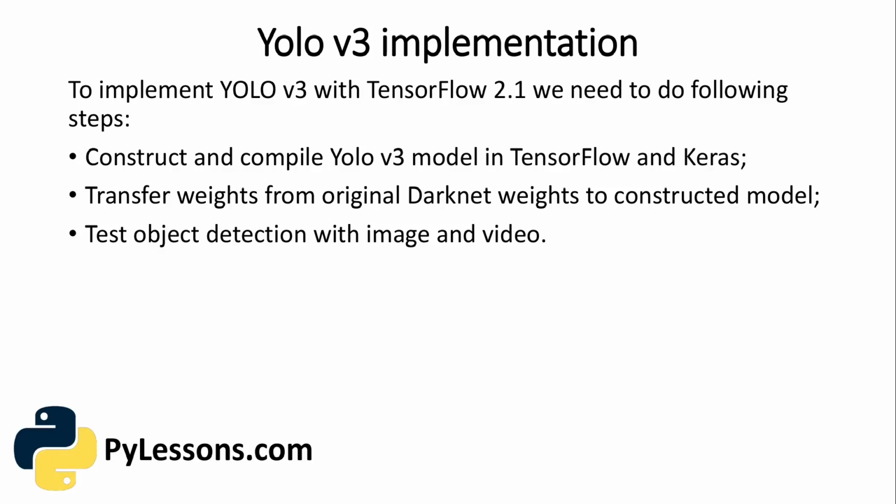To make it work with TensorFlow 2.1, we need to do three following steps. First, construct and compile the Yolo v3 model in TensorFlow and Keras. Second, transfer weights from the original darknet weights to the constructed model. And third, test object detection with an image or video, it doesn't matter. I will not show the full code in this video tutorial. If you're interested, you can download my code from GitHub, which link is in my video description.